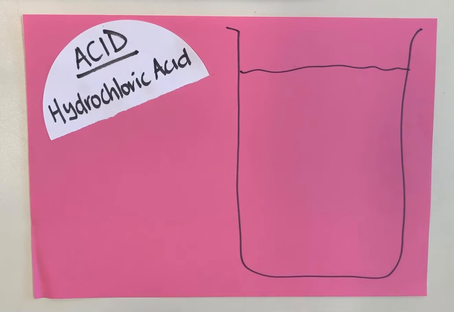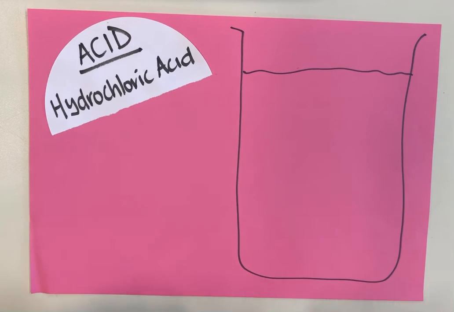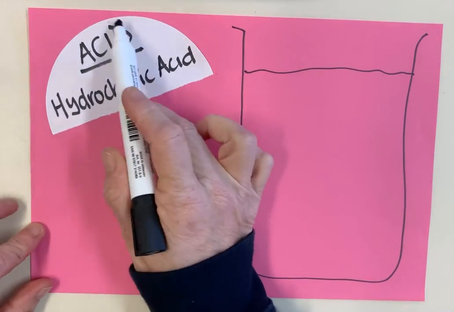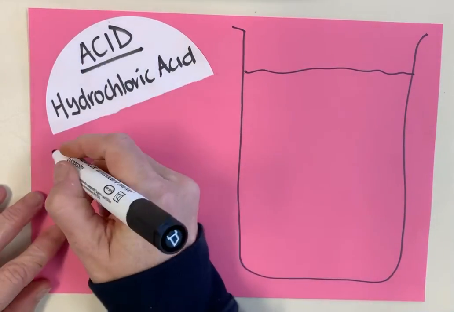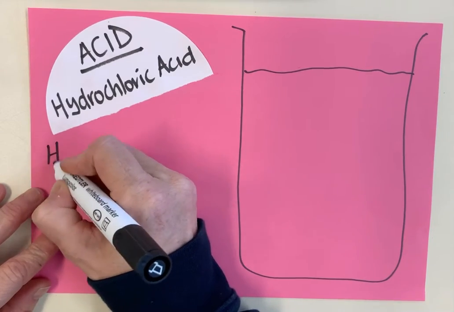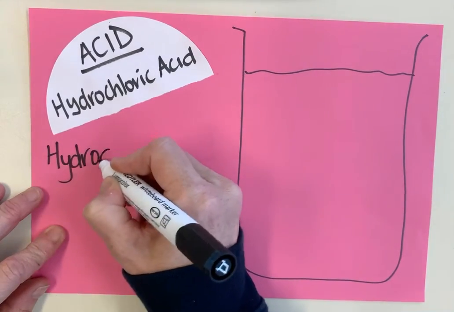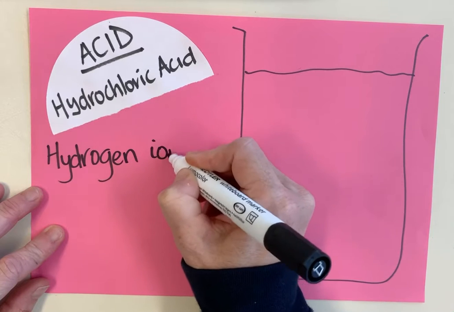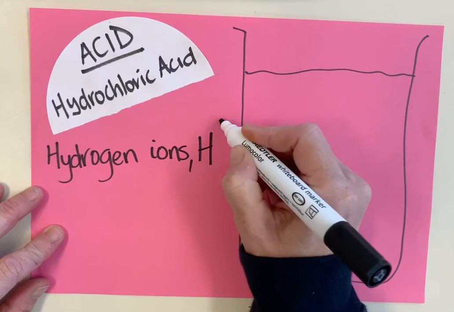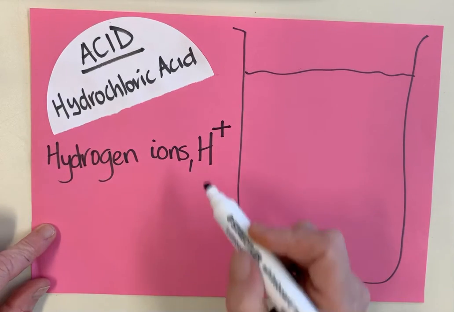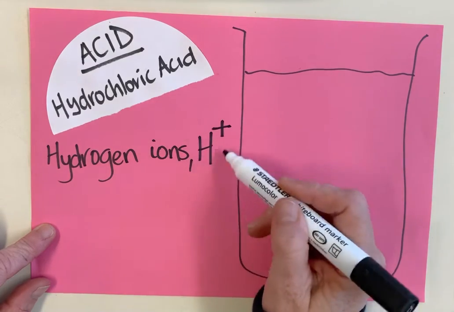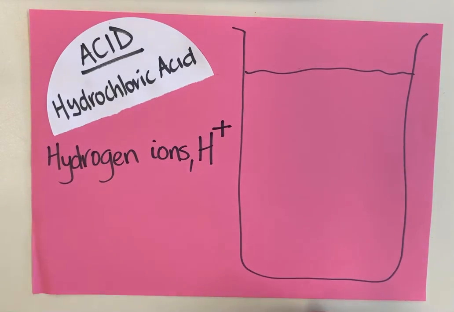Okay, so we're going to look at the definitions of acids, alkalis, and what a neutral substance is. I haven't got a red piece of paper, but this is pink. Anything that is acidic has hydrogen ions in. Hydrogen ions are H plus. So if anything contains H plus ions, then it is acidic.